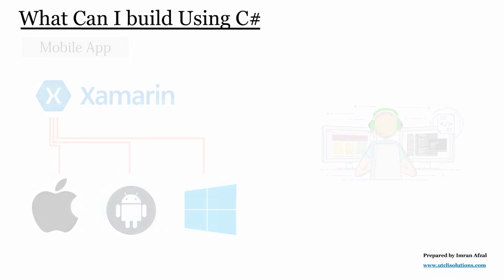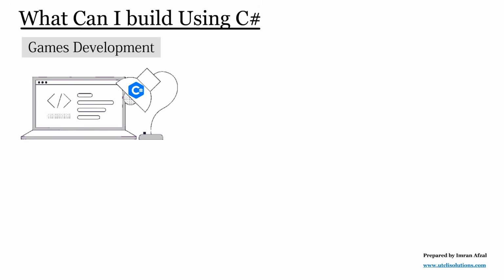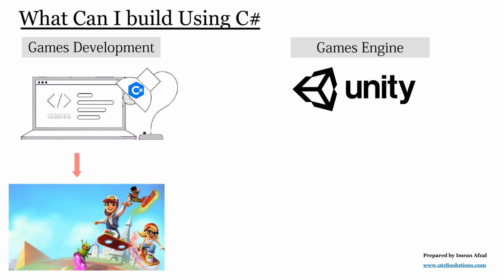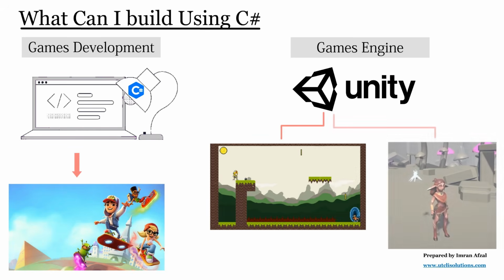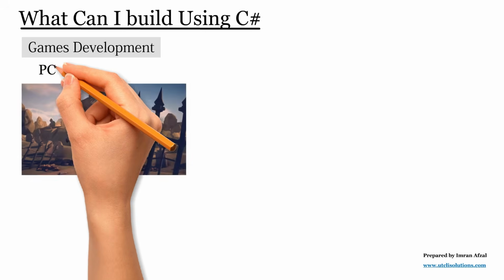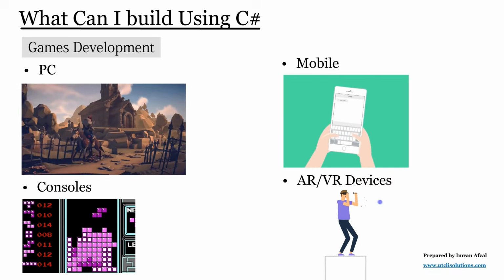All right. Then the last one is game development, which is of course for some one of the first priorities for what they can build using C Sharp. C Sharp is extensively used in game development, especially with frameworks like Unity. Unity is a powerful game engine that supports both 2D and 3D game development across various platforms, including PC, consoles, mobile devices, and AR, VR devices.